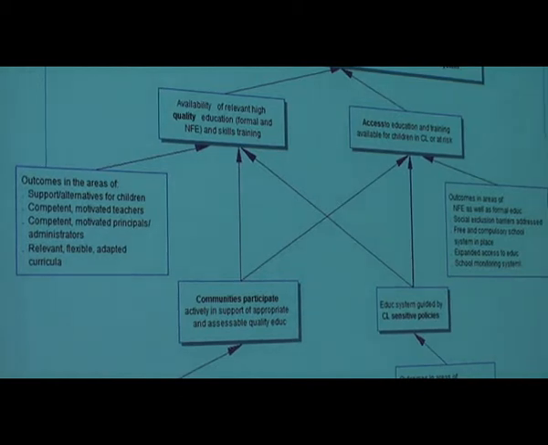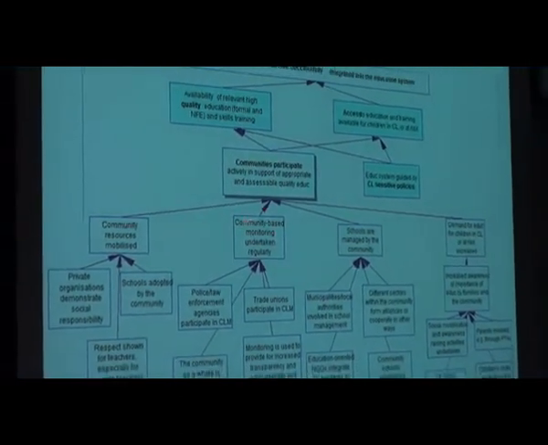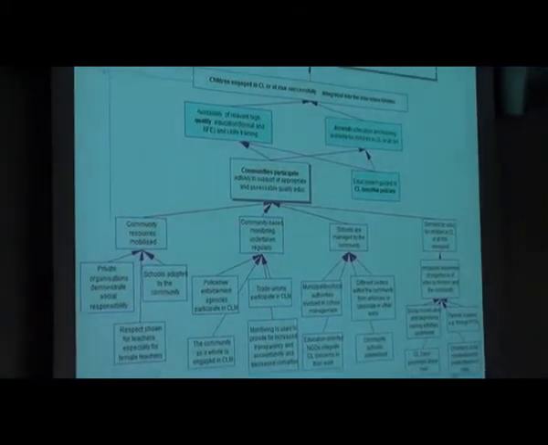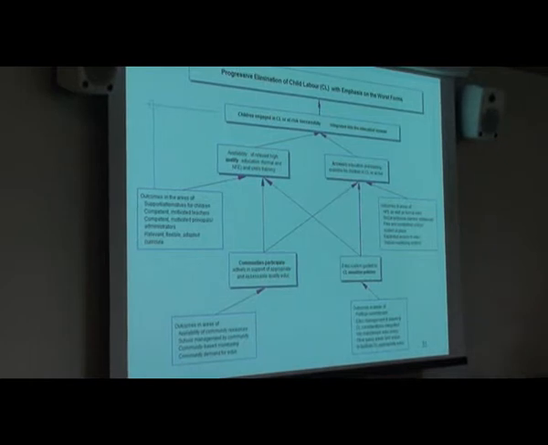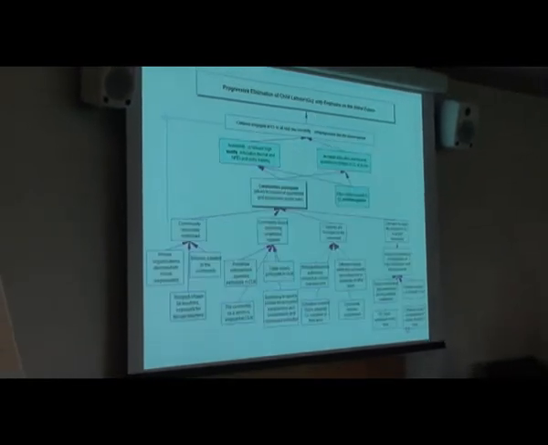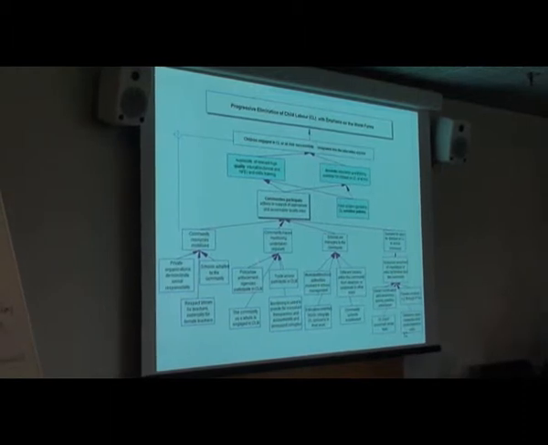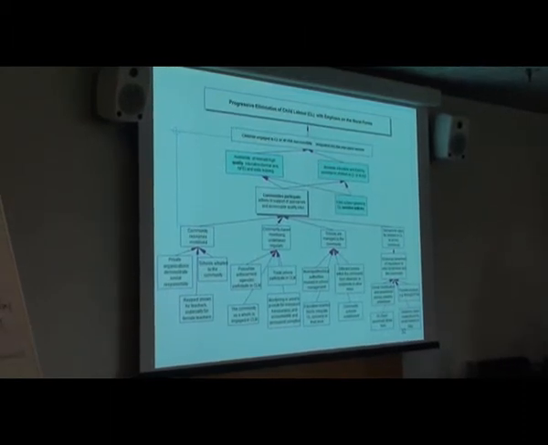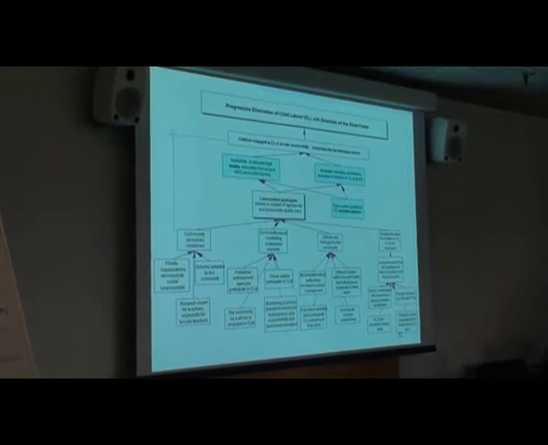And each one of those is broken down further. This is just one of them over here, community participation. That's this box over here, so that was broken down into various factors influencing that. So this is another way of doing a theory of change. So there isn't one right way.